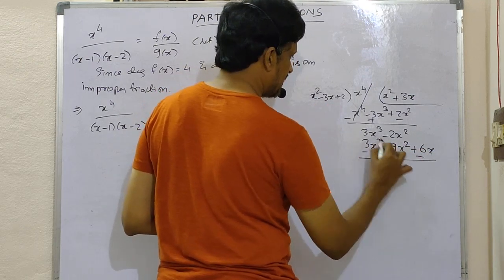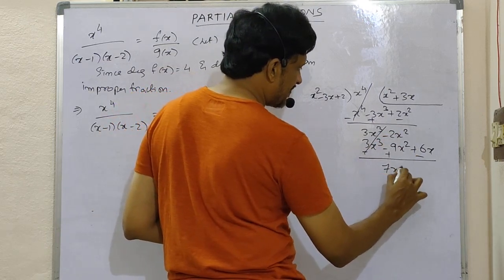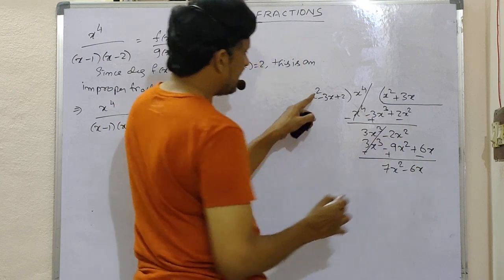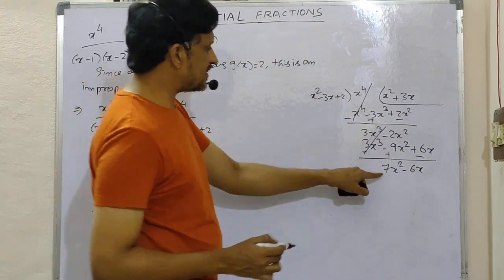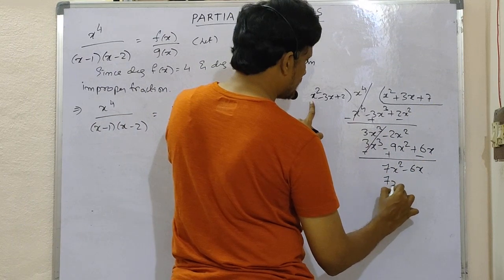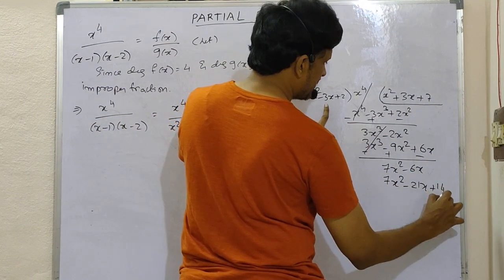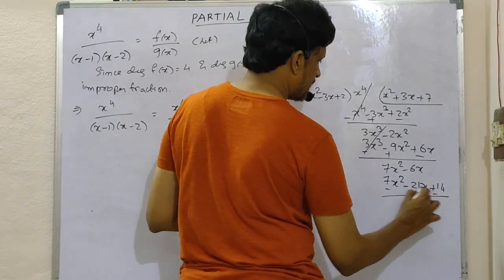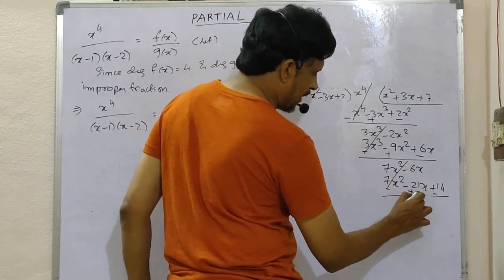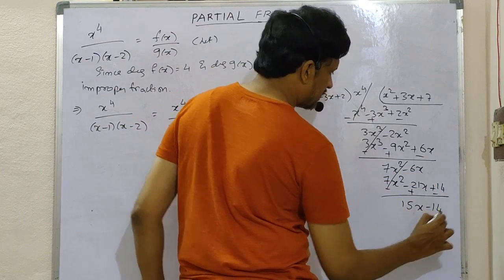Again subtraction eliminates these two. 9x square minus 2x square will be 7x square minus 6x. As x square is given, I want to get 7x square, so multiply with 7. So then you are getting 7x square minus 3 7s are 21x plus 2 7s are 14. Minus plus minus, these two get cancelled. 21x minus 6x will be 15x minus 14.